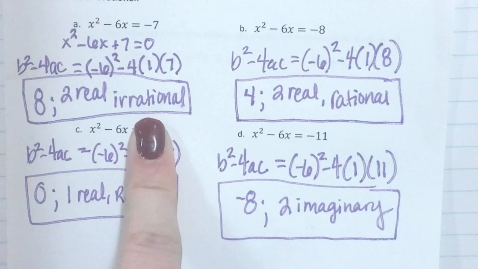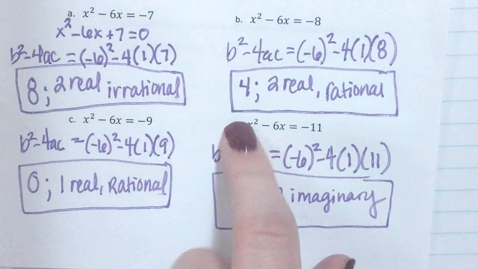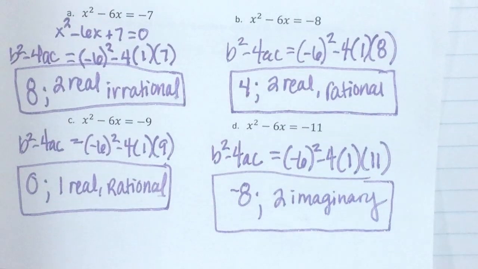Why is this one irrational? Because 8 is not a perfect square. 4 is a perfect square. That's why it's rational. Okay?